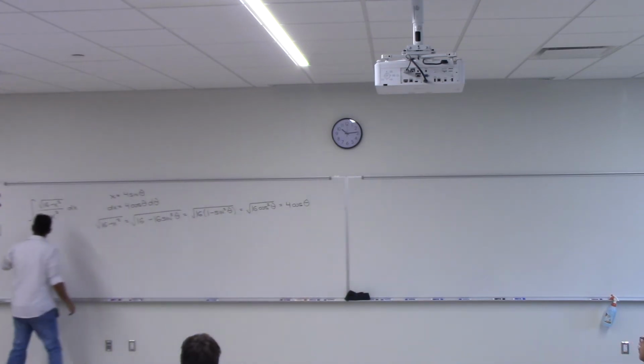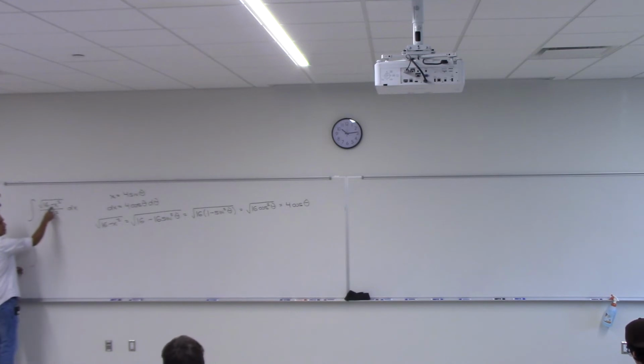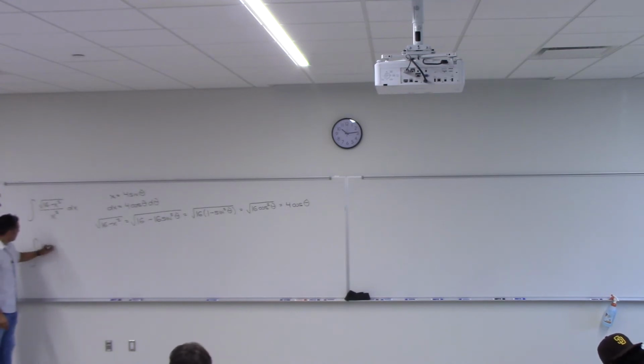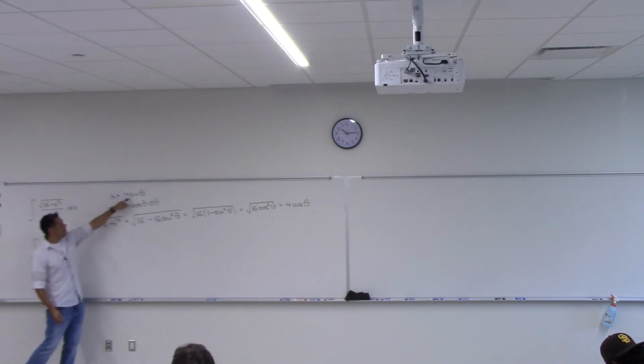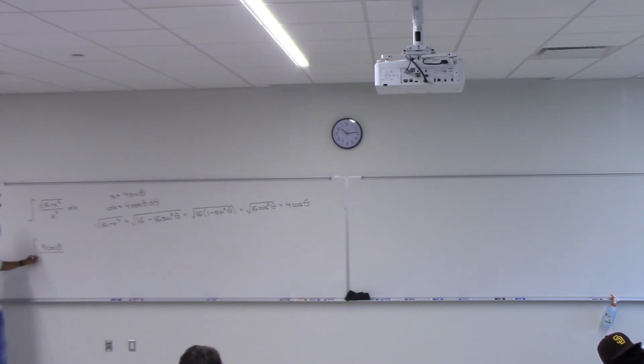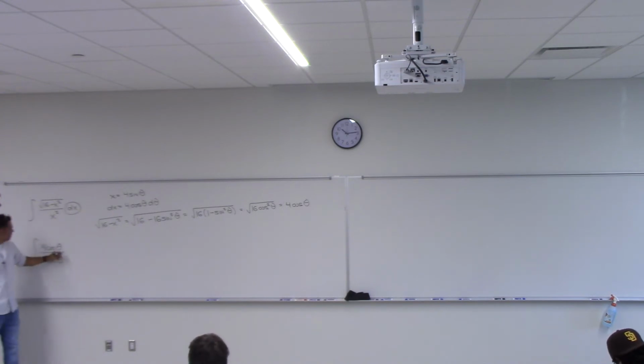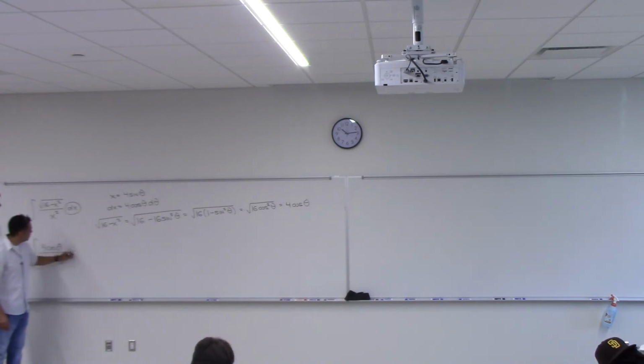Yeah, so now we rewrite this integral. The square root on top turns into 4 cosine theta. The bottom is x squared, so you square this, you get 16 sine squared theta. And then the very important dx. Do not forget the dx. That, like I said, is the biggest mistake students make. They forget the dx. So that's 4 cosine theta d theta.